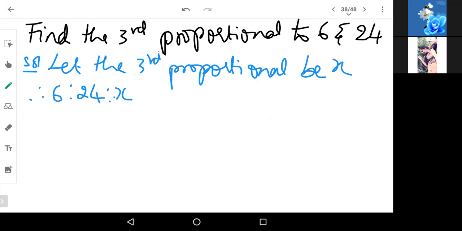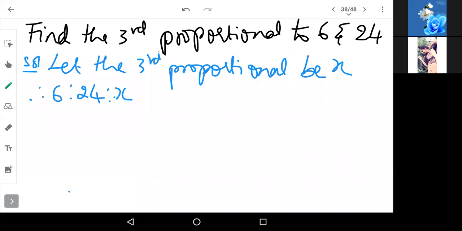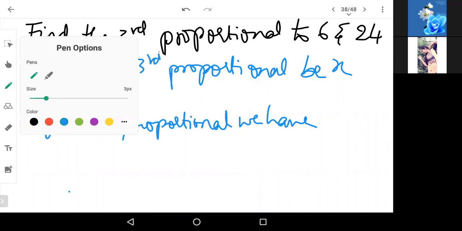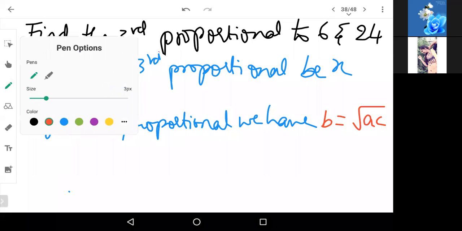So we are assuming the third proportional to be x. After this we will be using the mean proportional formula to find the third proportional. Now how do we do that? By mean proportional, we have the formula b is equal to square root of a into c. So now solve it.